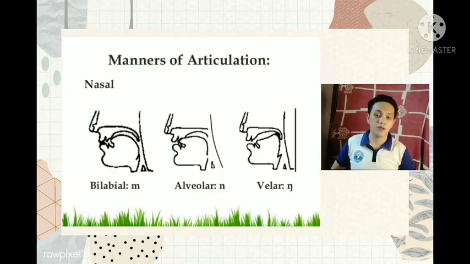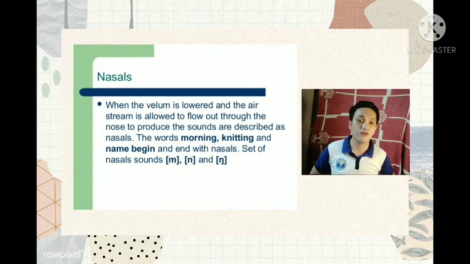Okay, for the nasal, the bilabial is the letter M, and for the alveolar, N. For the nasals, when the velum is lowered and the airstream is allowed to flow out through the nose, the sounds produced are described as nasal. The words morning, nighting, and name begin and end with nasals. The set of nasal sounds are M and N.